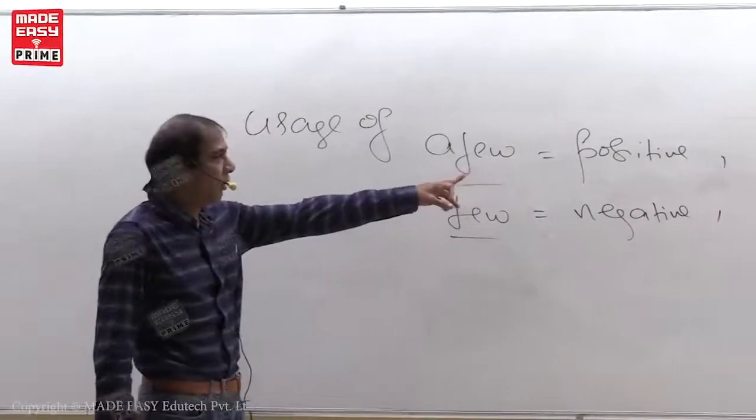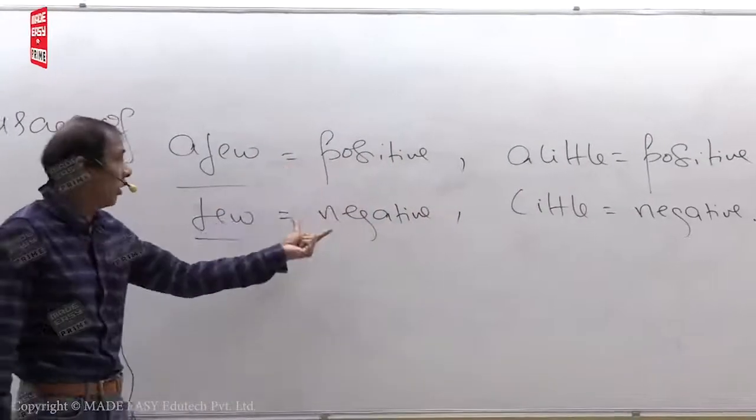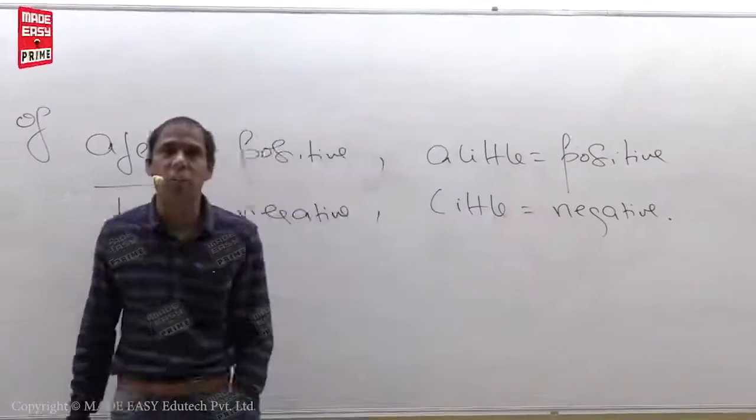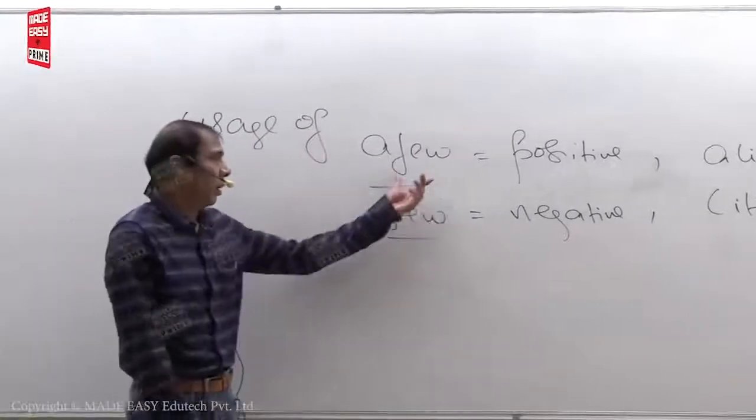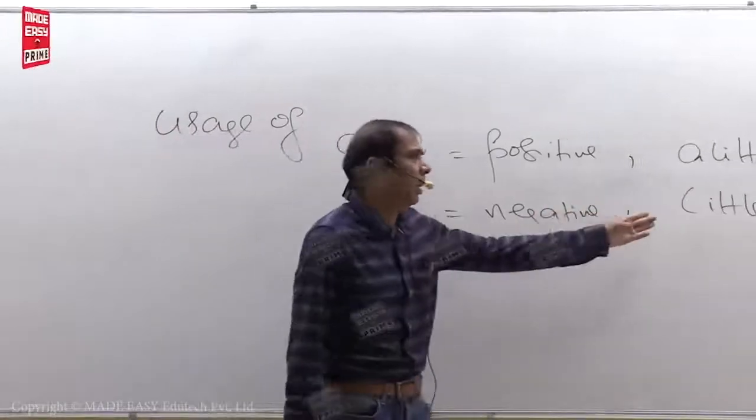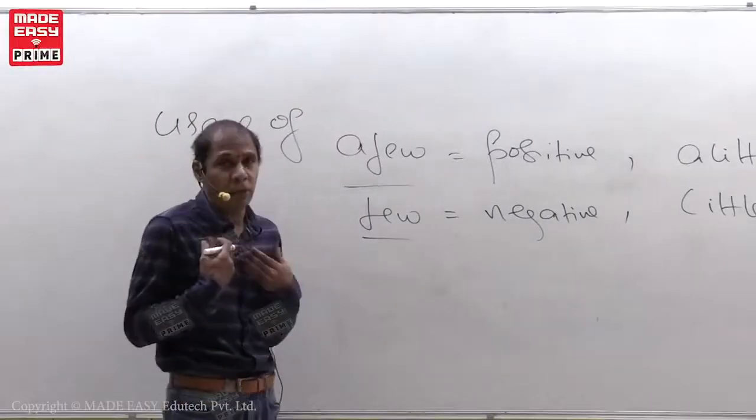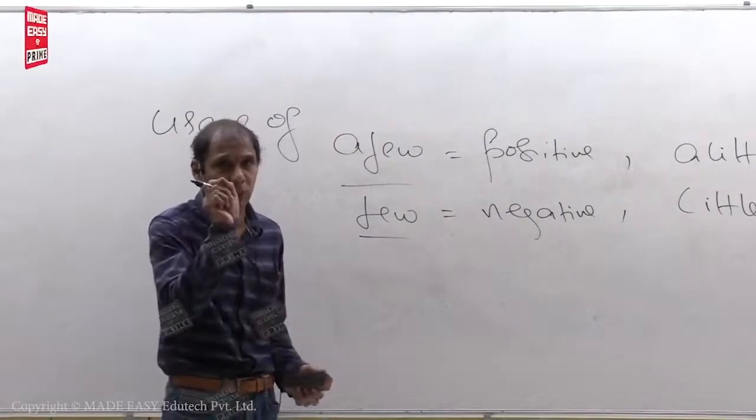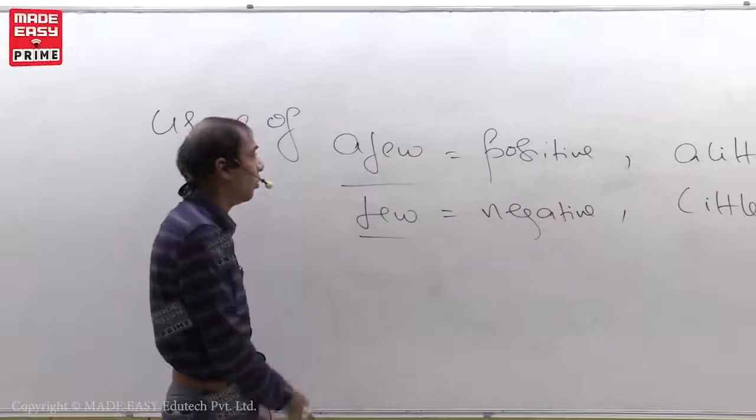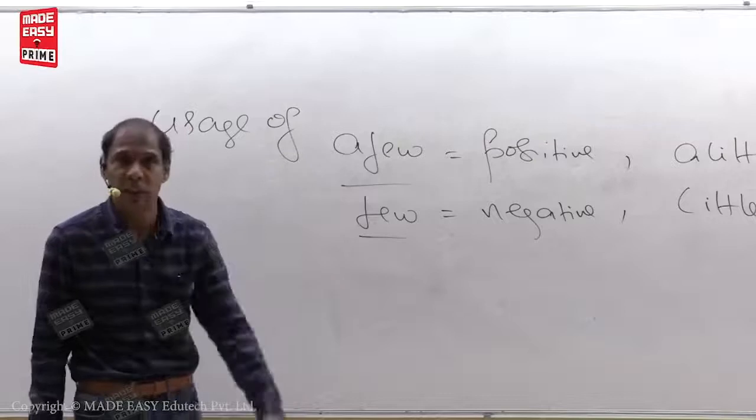See? Usage of a few, few, a little, little. A few is equal to positive. Few is equal to negative. A little is equal to positive. Little is equal to negative. A few and few we use with countable nouns. A little and little we use with uncountable nouns. For example, he asked me a few books; he asked me a little coffee. In the case of uncountable nouns, we use a little or little. In the case of countable nouns, we use a few or few. What is countable noun? What is uncountable noun? I'll explain later. Don't worry.